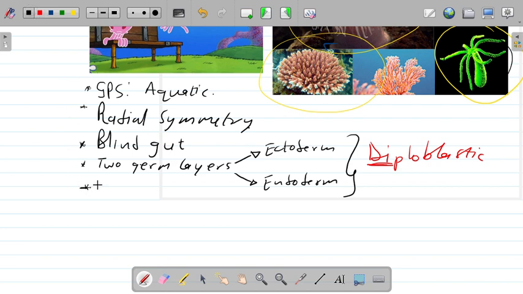These organisms do not have a body cavity, so there's no body cavity. They have no body cavity, so we call them acoelomates. What sets them apart from the Porifera is that these ones have germ layers. So if they have germ layers, they can be called acoelomates. We're done with the jellyfish.